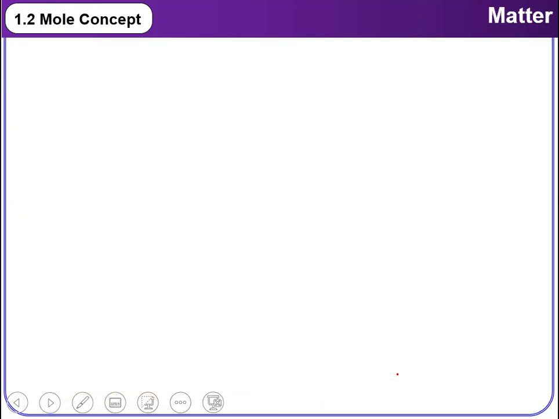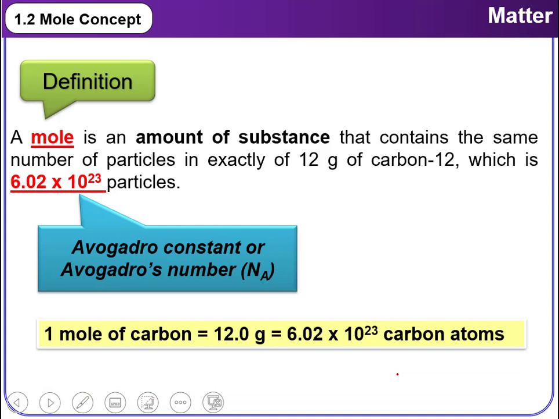So what is the definition of mole? A mole is an amount of substance that contains the same number of particles as in exactly 12 gram of carbon-12, which is 6.02 times 10 to the power of 23 particles. This is what we call Avogadro constant or Avogadro's number. It is stated also at the front page of your tutorial booklet.